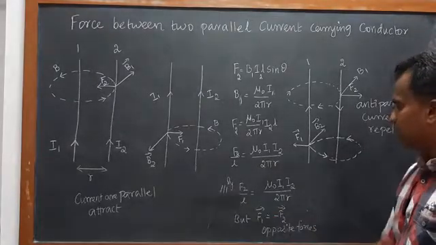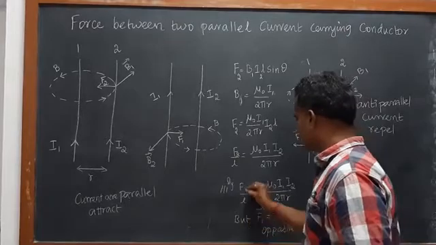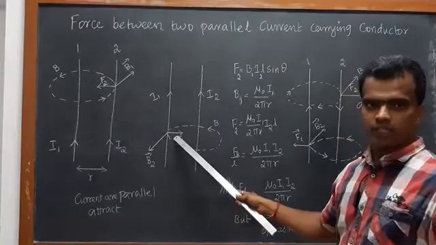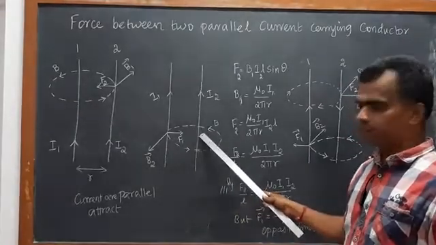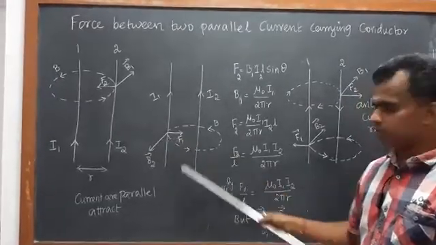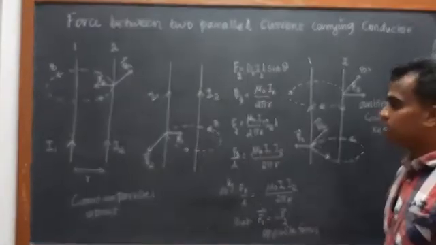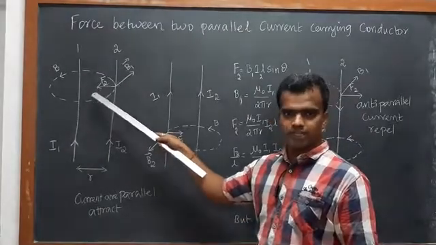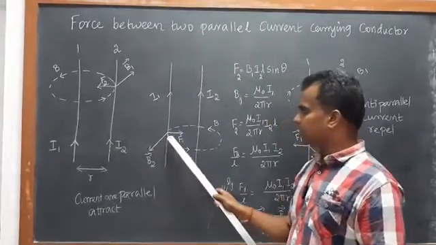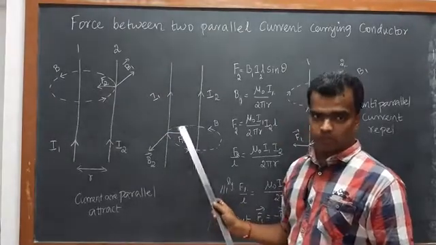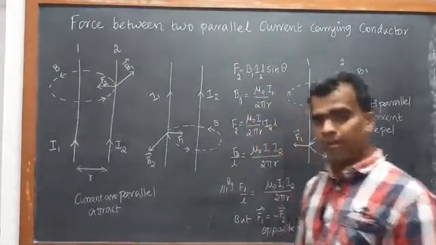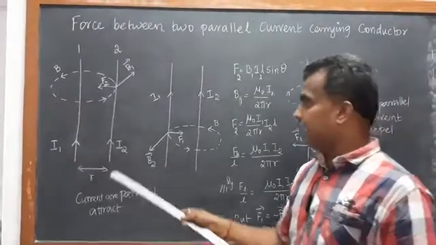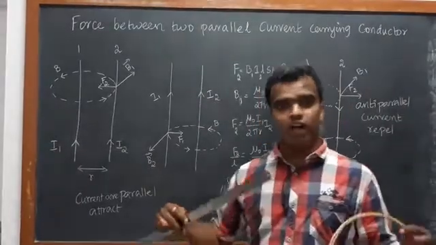Similarly, if you calculate the force F1 due to wire 2 on wire 1, the same thing will happen. Again, look at the picture. Here the force is acting inwards towards wire 1, and here the force is acting towards wire 2. So both forces are equal and opposite. Why am I saying equal? Because these two give us the same value, but the directions are opposite.